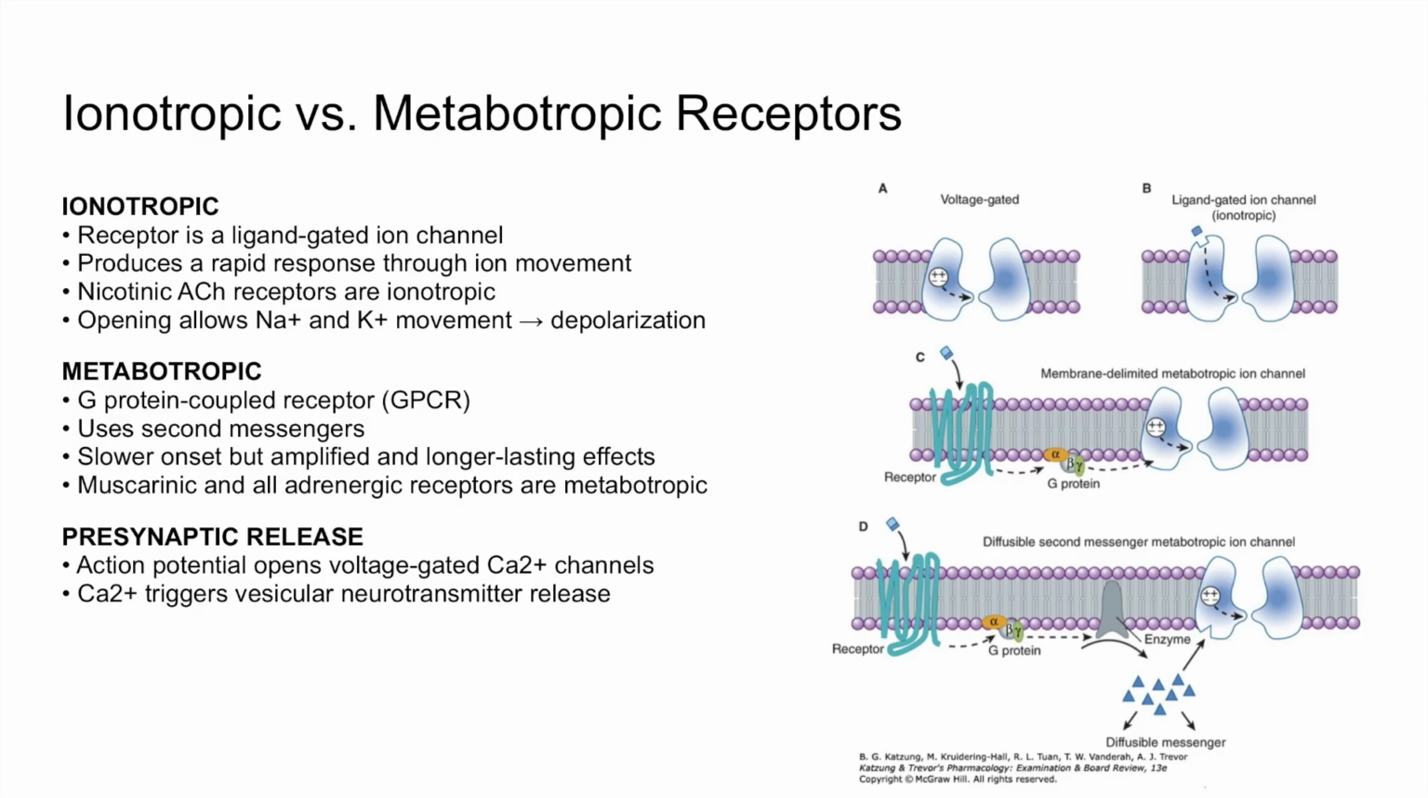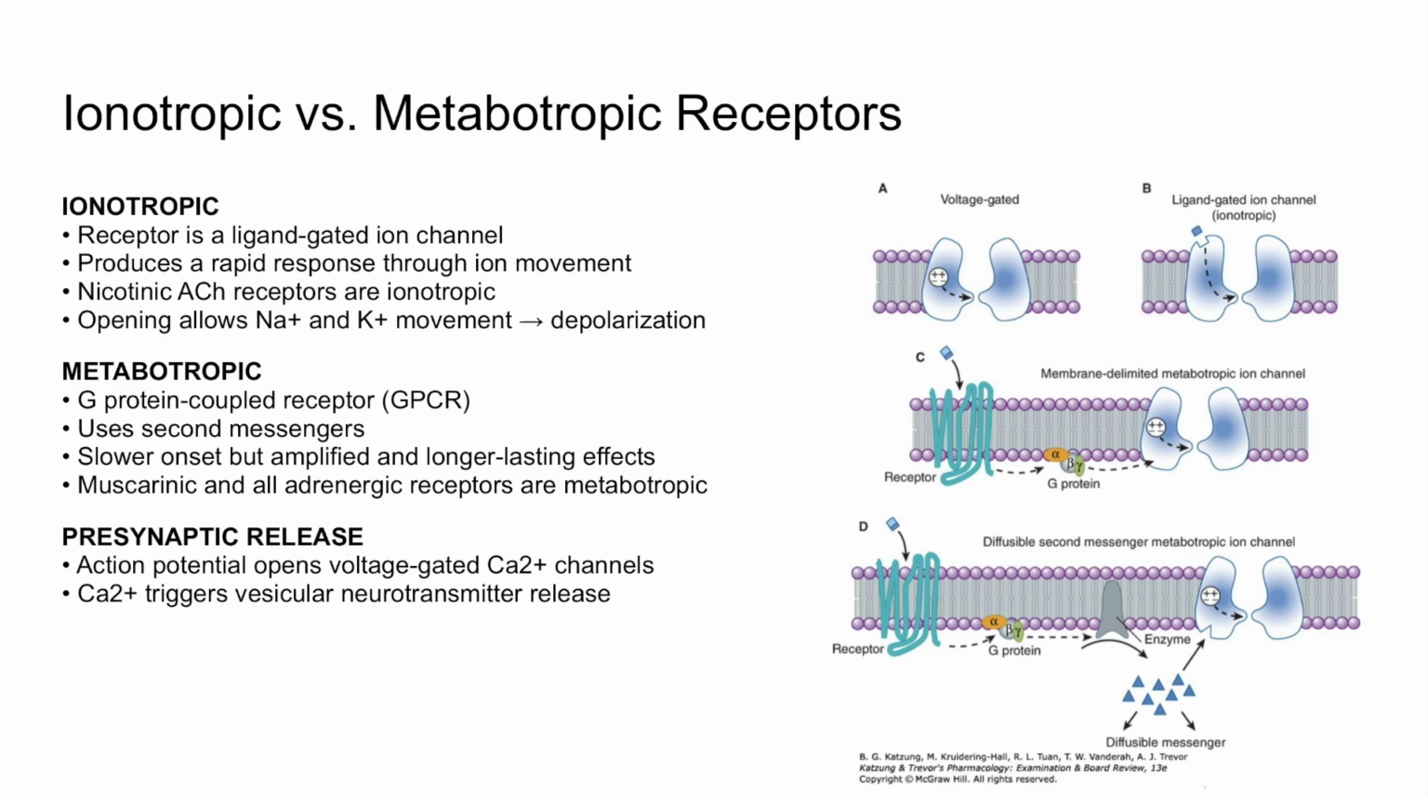Metabotropic receptors are G-protein-coupled receptors. They do not form the channel themselves. Instead, they activate G-proteins, enzymes, second messengers, and sometimes other ion channels. Their responses are slower, but they can be amplified and last longer. Muscarinic and adrenergic receptors are metabotropic.